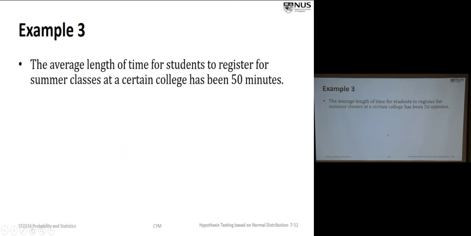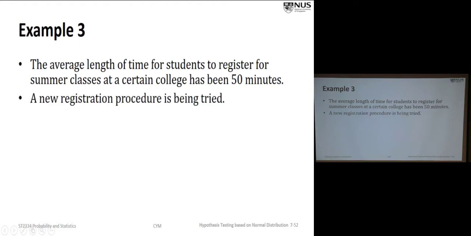All right, so here is the example. The average length of time for students registered for summer courses at a certain college has been 50 minutes. So now we start a new registration procedure and see whether it improves or not. Just like you tried the new Luminus last semester, right?